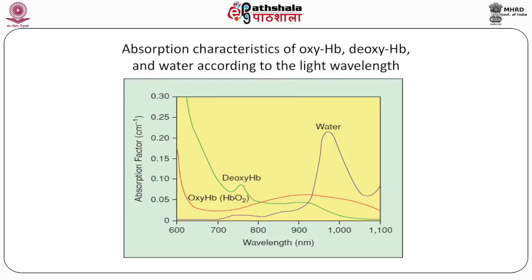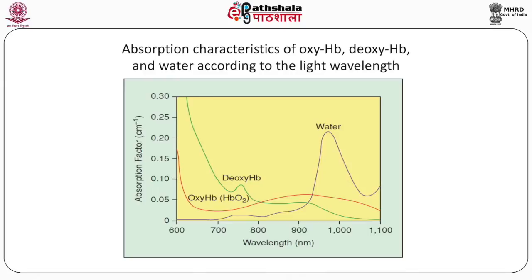This diagram is all about the absorption characteristics of oxyhemoglobin, deoxyhemoglobin and water according to the light wavelengths. In the x-axis, we can see the various wavelengths in nanometers: 600, 700, 800, 900, 1000 and 1100 nanometer. In the y-axis, there are absorption factors in reciprocal of the centimeter.